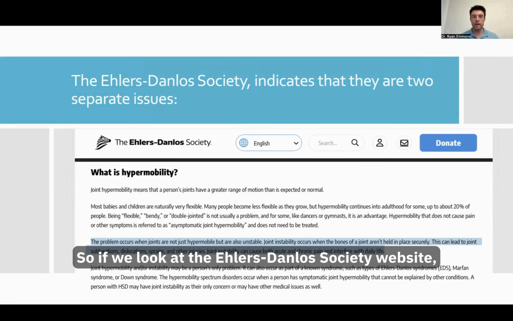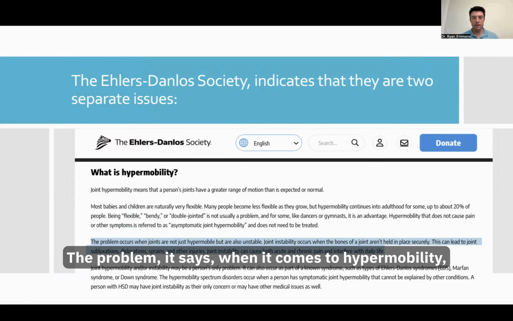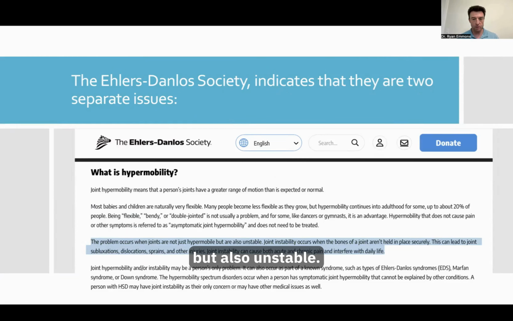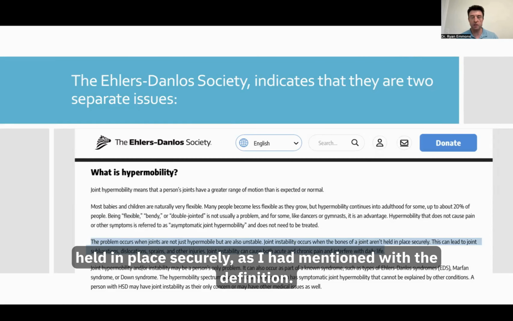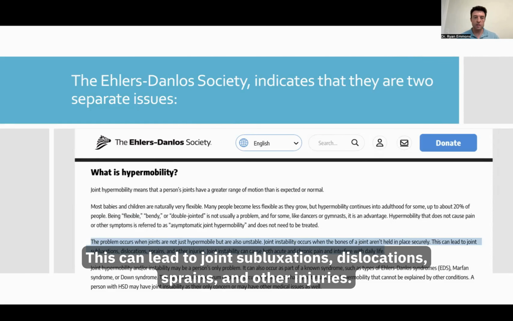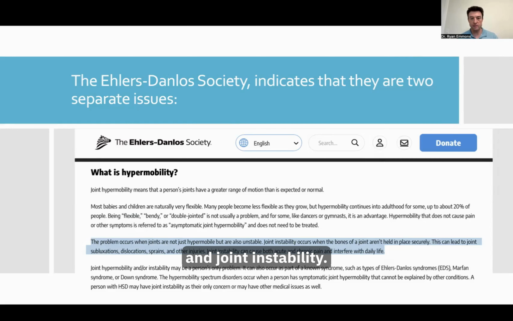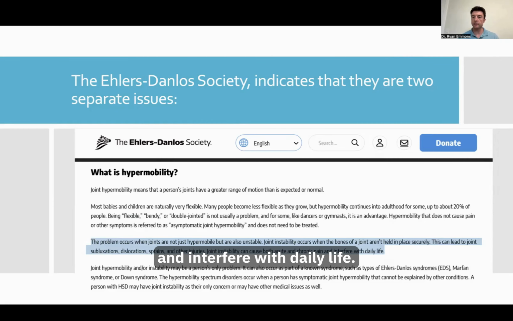So if we look at the Ehlers-Danlos Society website, we can see this highlighted area. It says, when it comes to hypermobility, the problem occurs when joints are not just hypermobile, but also unstable. Joint instability occurs when the bones of a joint aren't held in place securely, as I had mentioned with the definition. This can lead to joint subluxations, dislocations, sprains, and other injuries. Again, we are talking about two separate issues, joint hypermobility and joint instability. Joint instability can cause both acute and chronic pain and interfere with daily life.